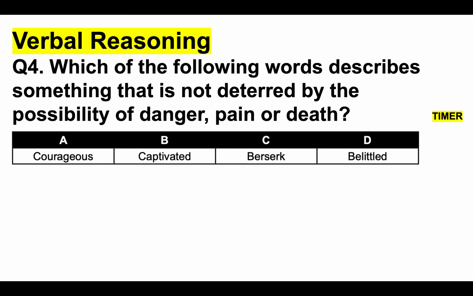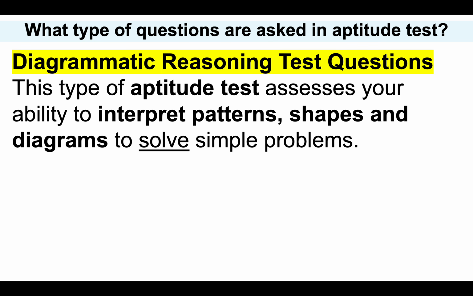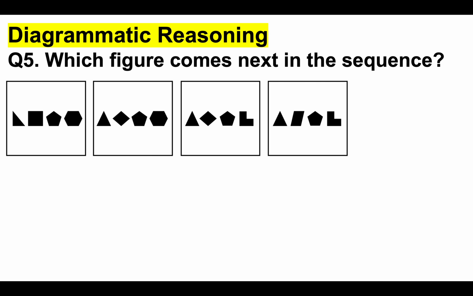Brilliant. Well done. Don't forget, we are going to go tackle some more verbal reasoning test questions later on. The next type of question that's asked during aptitude tests is diagrammatic reasoning test questions. Now, this type of aptitude test assesses your ability to interpret patterns, shapes, and diagrams to solve simple problems. Let's take a look at an example aptitude test question that's based on diagrammatic reasoning.